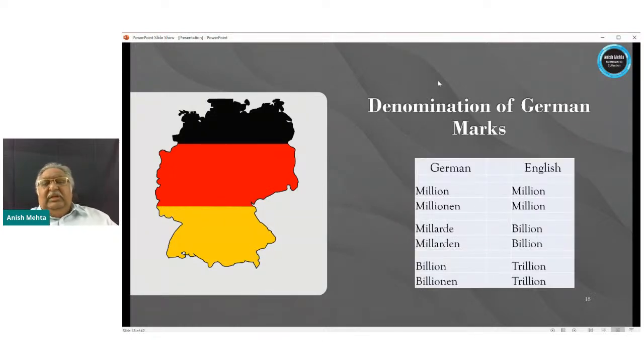These are the different terminologies used on the currencies by the German government. If you see the banknotes later, you will see. But million and millionaire would mean millions. Millionaire and millionen would mean billions. Billion and billionen would mean a trillion.